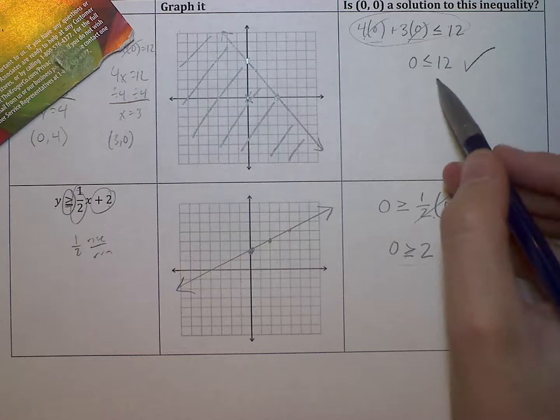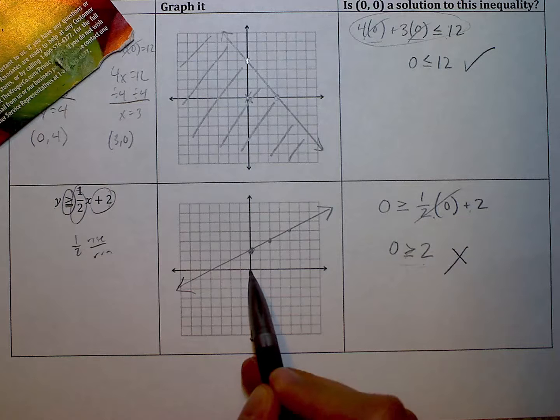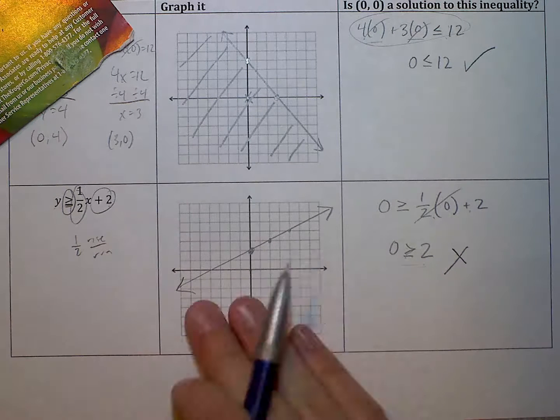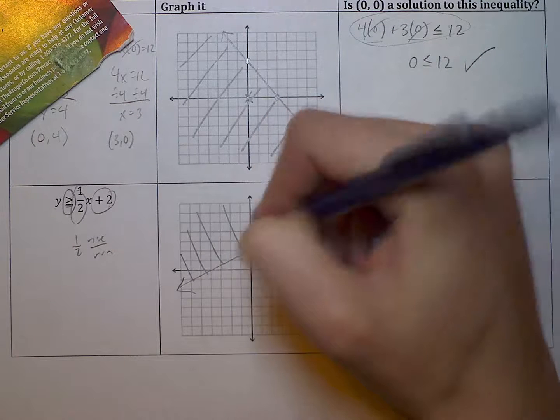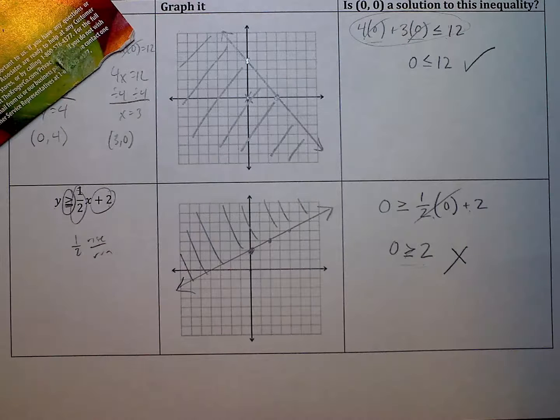So this is false. Up here it was true. Here it's not true. It is false. So I don't want to shade 0, 0. That is not a solution. So 0, 0 is on this side of the graph, and I'm going to shade the other side of the graph. And now you're going to try.